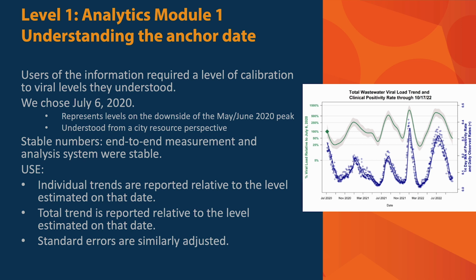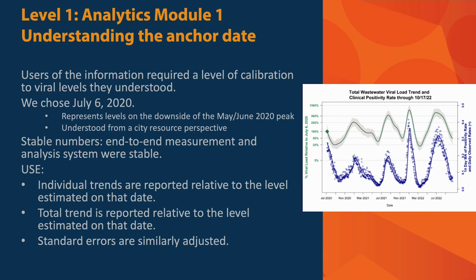Next topic is normalization by an anchor date. In Houston, we communicate the viral load information as a percentage of our anchor or benchmark date, July 6, 2020. This has worked for Houston as a way to convey information. Reporting just the estimated copies per day was hard to digest, so along with copies per day, we include this percentage of the benchmark. We chose July 6, 2020, as it was the first big peak in Houston. It was understood as a time when the city was experiencing high COVID burden.